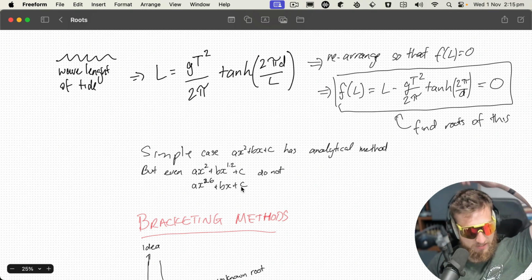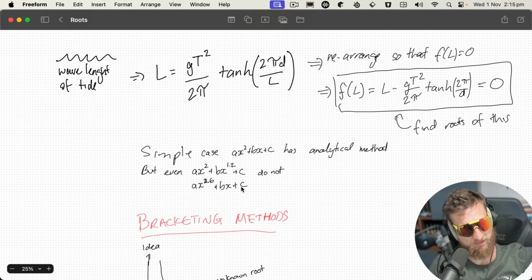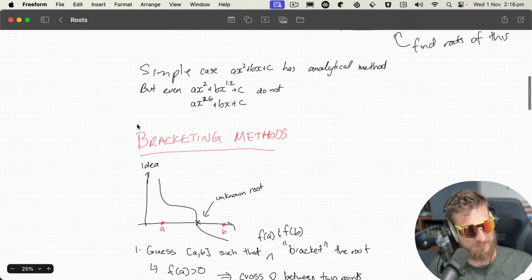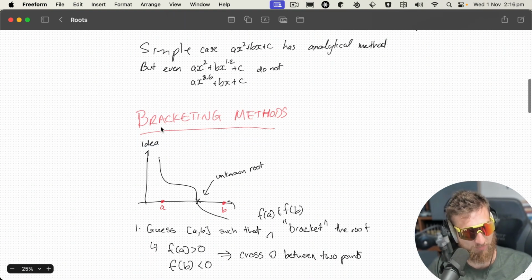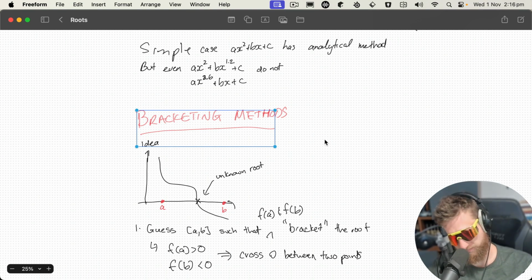Very common in engineering. Two people jump out of a plane, one after the other. You want to know when they're going to meet. Two equations are equal. That's also a root solving problem. So the simplest one is, there are a few ways to solve this. Bracketing methods are one group of algorithms that we use to find the roots.